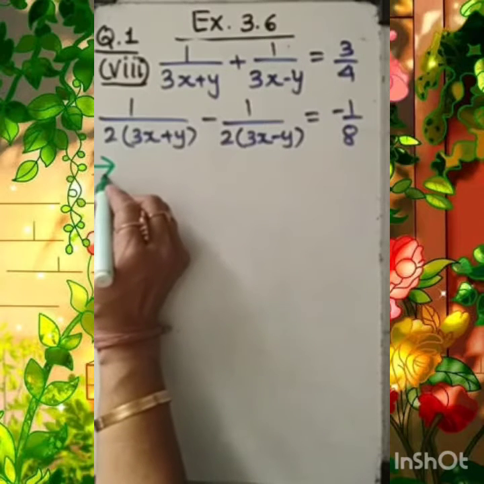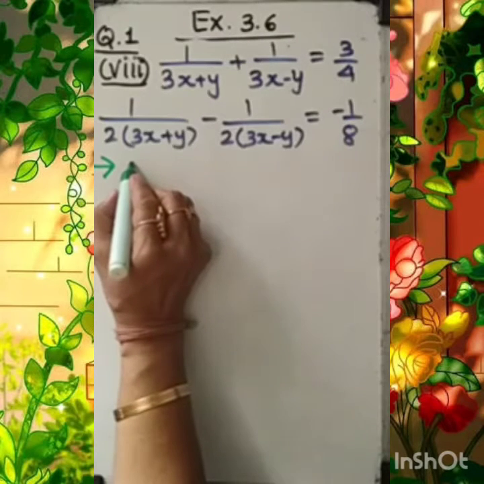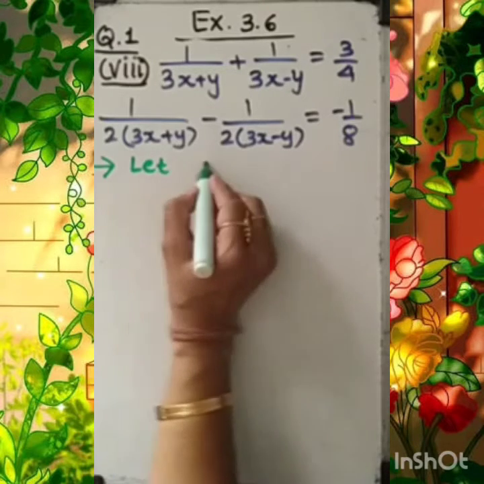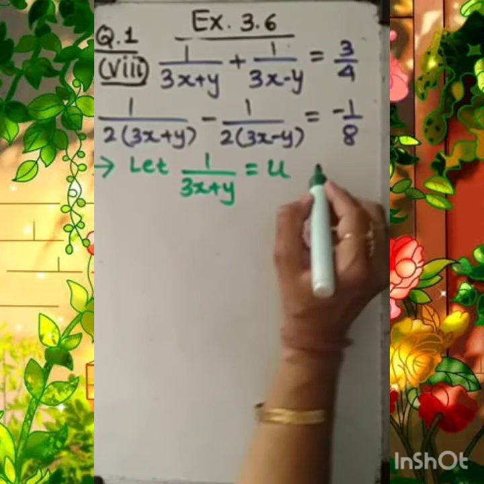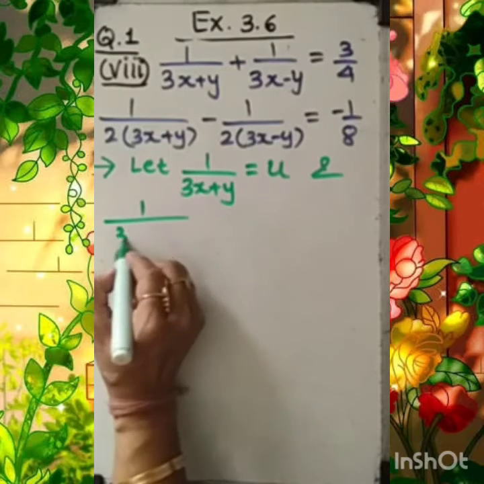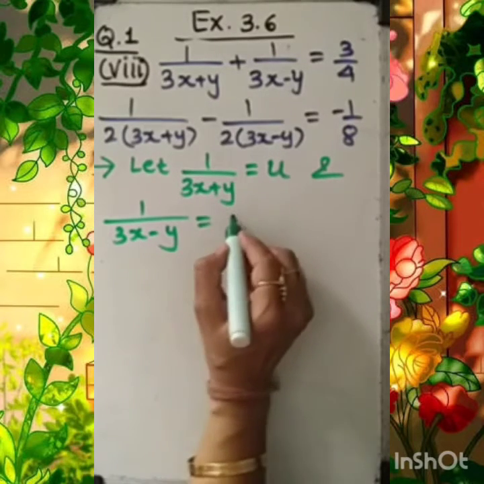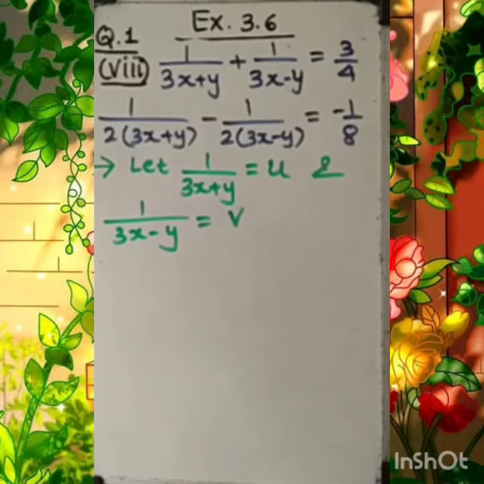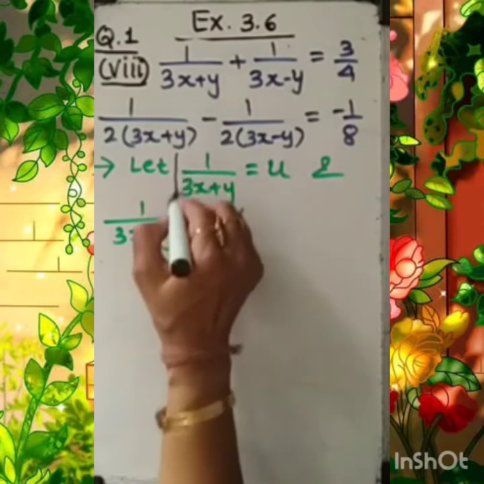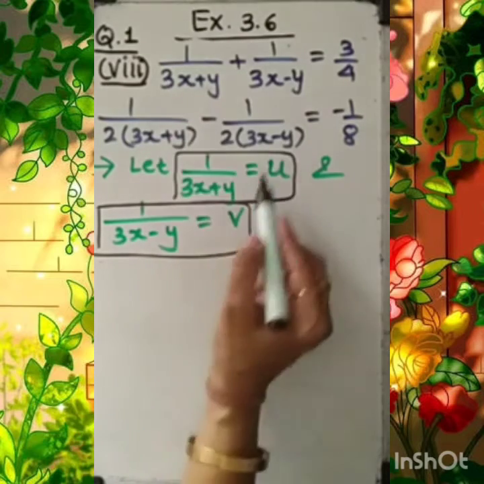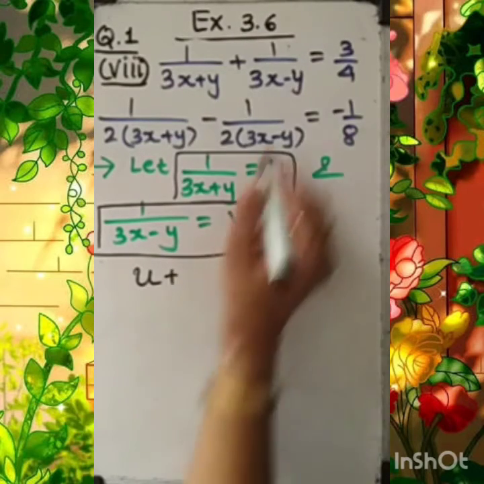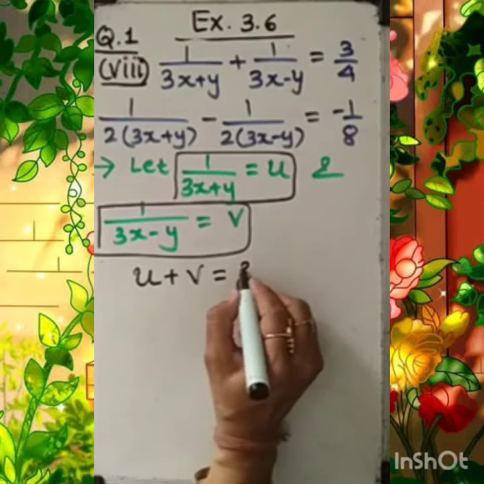Now what we are going to do for that, we need to suppose, or we need to assume. So we need to start now. Let 1 upon 3x plus y be equal to u, and 1 upon 3x minus y be equal to v. Simple. Now if that is u and this is v, then according to this, what can be the equation of ours? This equation will become u plus v equal to 3 by 4.